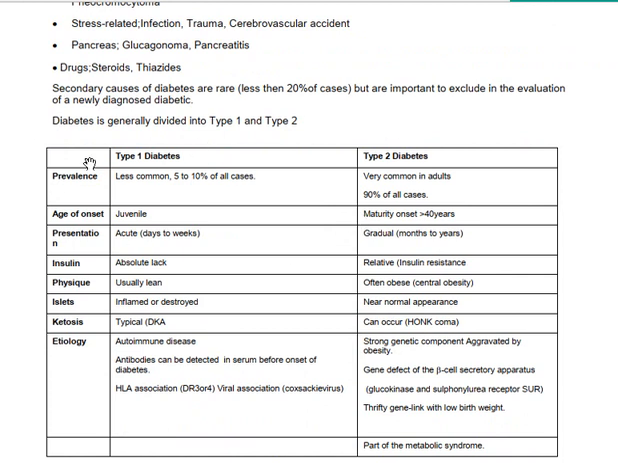You have type 1 diabetes and you have type 2 diabetes. The prevalence of type 1 diabetes is less common, 5 to 10% of all cases. Now, type 2 diabetes is very common in adults, and it is 90% of all cases. The age of onset of type 1 diabetes is juvenile, while the age of onset of type 2 diabetes is maturity, that's greater than 40 years.